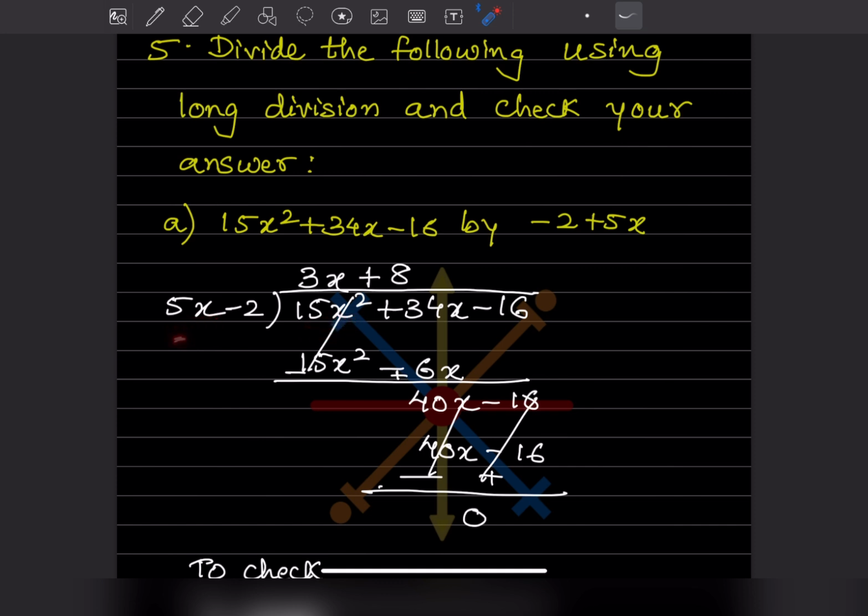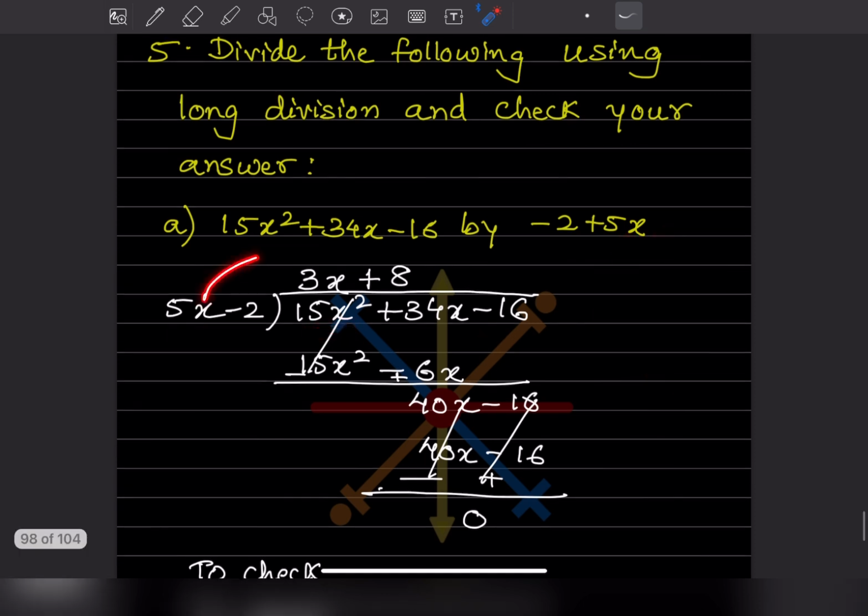So now what will you do? Now see, we can do it separately. This is 15x square and this is 5x. So you divide 15x square by 5x. 5 threes are 15, and from x square, 1x gets kept. So remaining just 1x. So what we can write here is 3x. You get 15x square. Now this minus 3x. Now see here, you got 3x and this is minus 2.